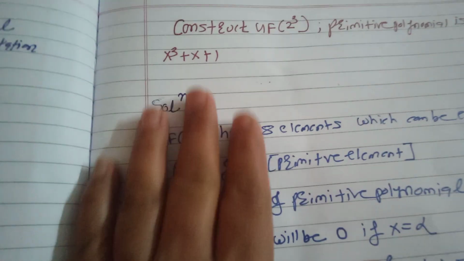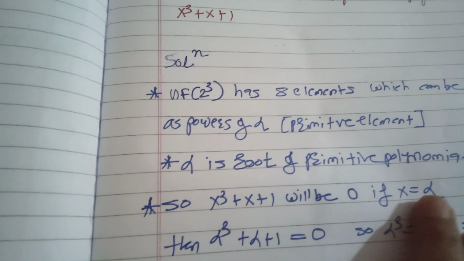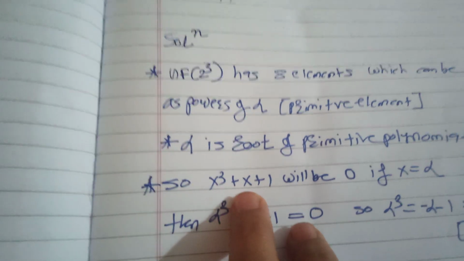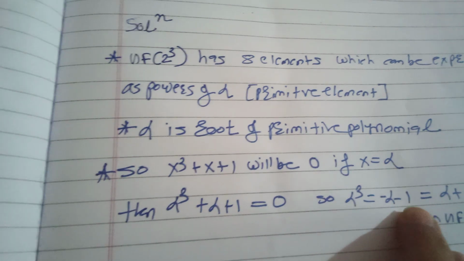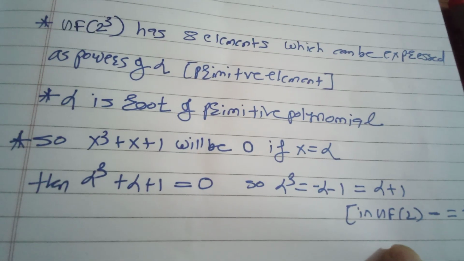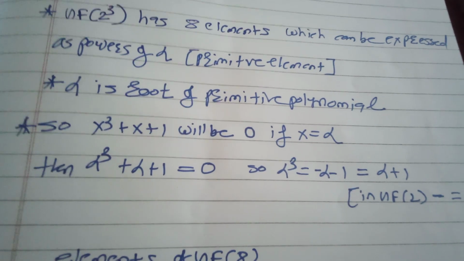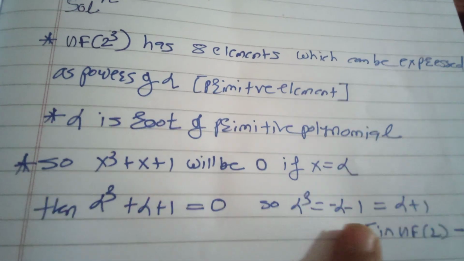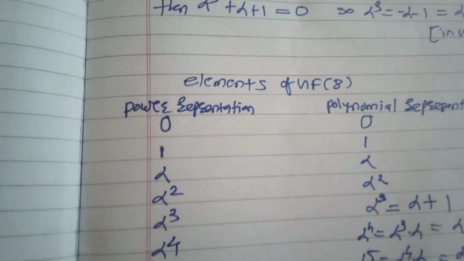If it is a root of this primitive polynomial x^3 + x + 1, then x^3 + x + 1 will be 0 if x equals alpha. So we take alpha^3 + alpha + 1, placing x equal to alpha, and that is equal to 0. That means alpha^3 is equal to minus alpha minus 1. In Galois field 2, minus is equal to plus, because 1 plus 1 is an XOR operation; in addition, 1 plus 1 equals 0. That means 1 equals minus 1. So minus we can write as plus: alpha^3 = alpha + 1. After that it is very easy to express every element.